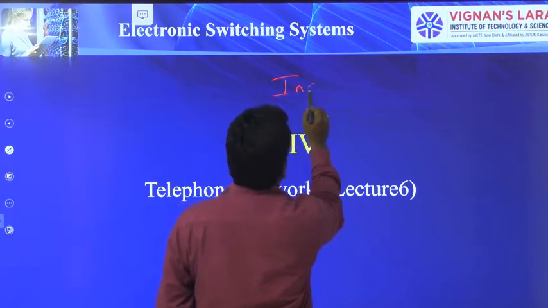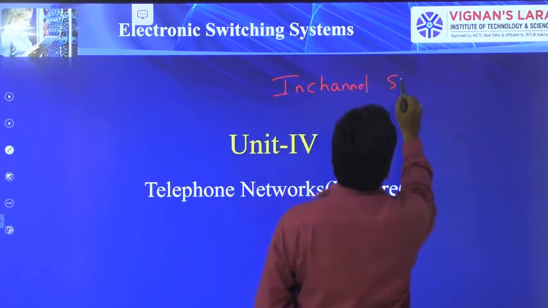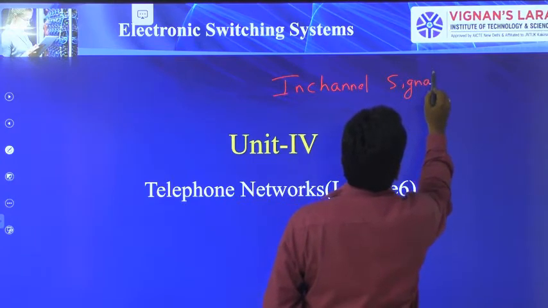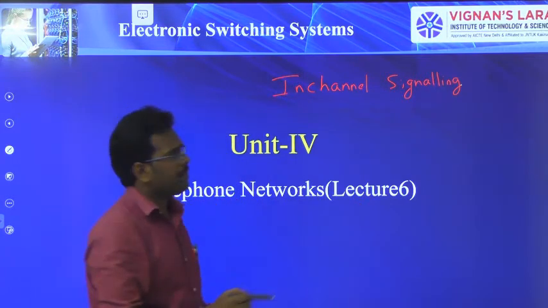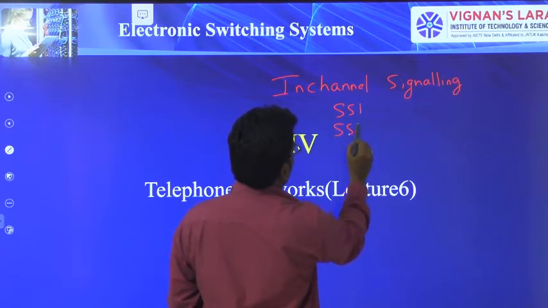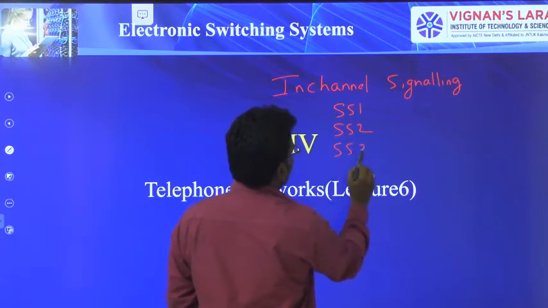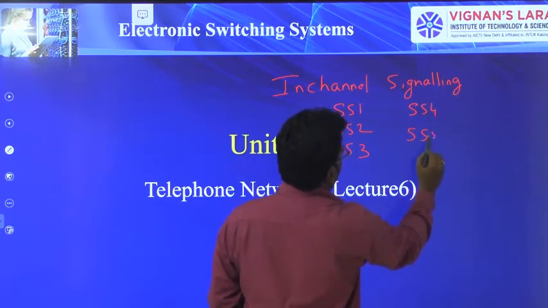In the last class, we discussed in-channel signaling. In this, we have gone through different signal standards specified by CCITT, such as SS1, SS2, SS3, SS4, SS5, and SS5 bis.